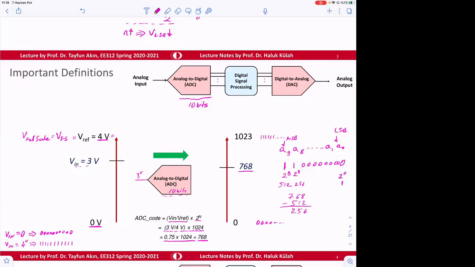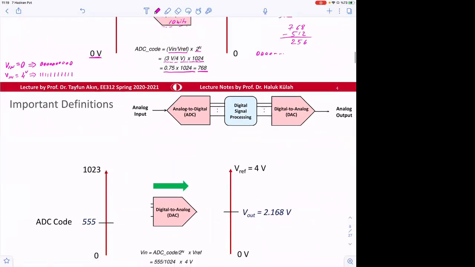So that's how we represent that signal, because this was maybe a nicely selected number. This is going to be the output, A9 through A0. And that's how we write it.